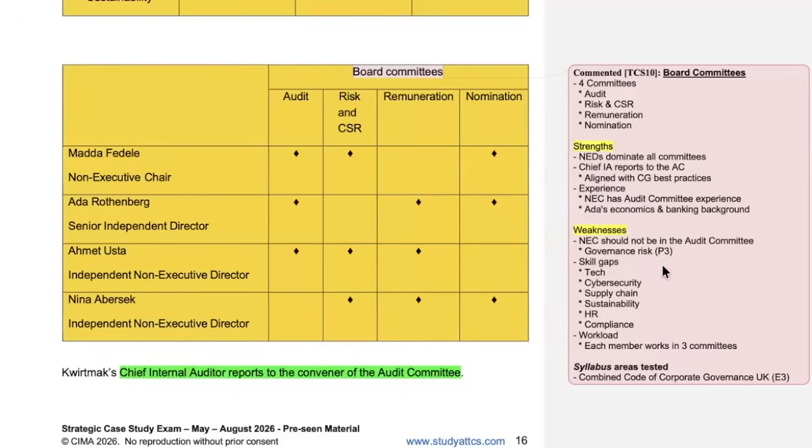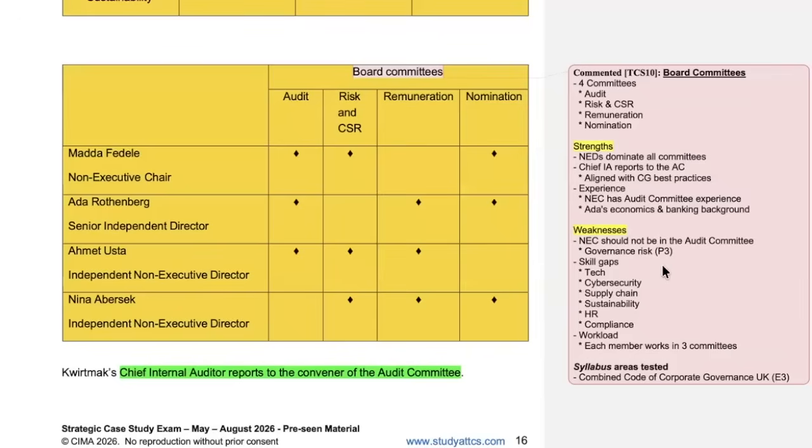This highlights a skill gap within our non-executive directors, because there's none who comes from a technology related background, none who comes from a cybersecurity background, supply chain background, sustainability, HR, or compliance background. So I highlighted that there is no strategic leadership concerning these affairs at board level, because you don't see any executive directors who are looking into these matters. Similarly, there aren't any non-executive directors who are well versed with these matters. So this is a major governance gap within our organization. So based on this, various different scenarios will be thrown at you at your exam.